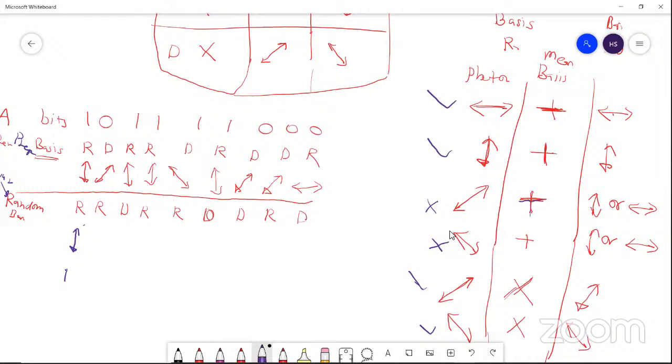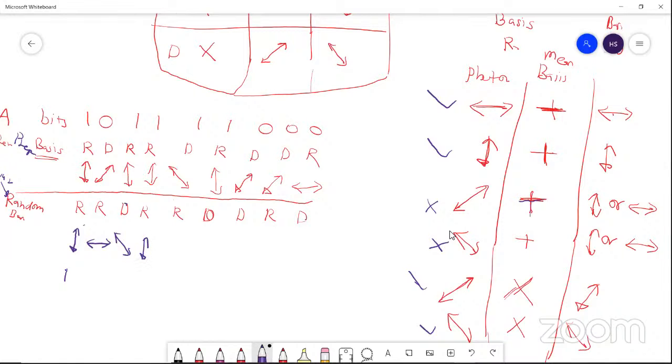Since these bases are mismatching, we can get maybe this or the other thing. Let's suppose we got this thing. Since bases are not matching, we can randomly get either vertical or horizontal. Again, here also these bases are not matching. We are measuring in the D basis, but we prepared in the R basis, so randomly we can get this kind of thing. Here the bases are matching, R and R. So what will we get? We will get the same thing, a vertically polarized photon here.